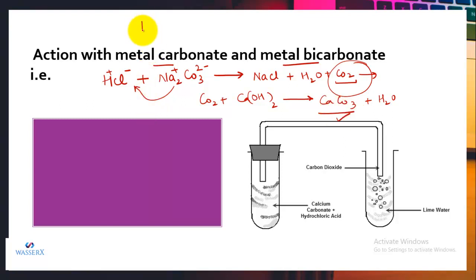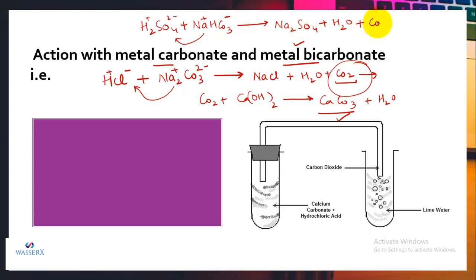Similarly, we can react any acid. Let's say I'm reacting sulfuric acid with a metal bicarbonate, NaHCO3. Again, if you write the valencies, you will come to know that Na will react with the sulfate ion forming Na2SO4, and the products formed are water and carbon dioxide. Again, this carbon dioxide gas can be tested by passing it through lime water. When it is passed through lime water, the milkiness appears due to formation of calcium carbonate, and along with it water is formed.